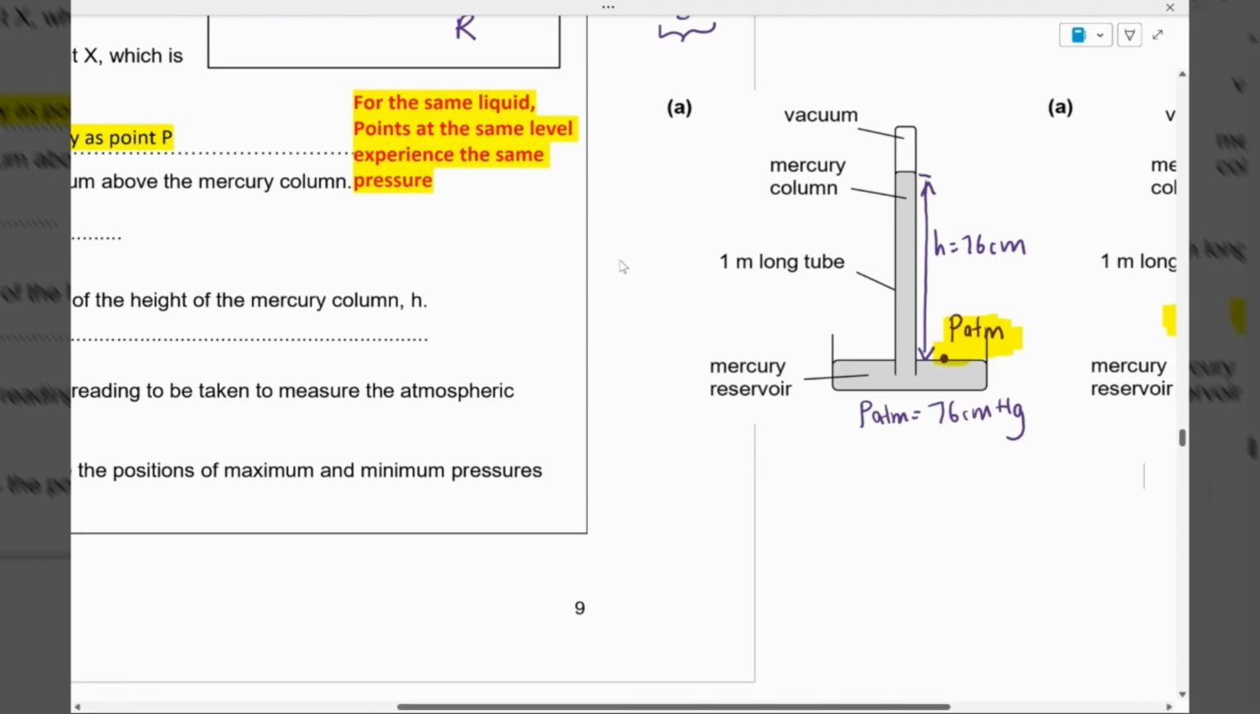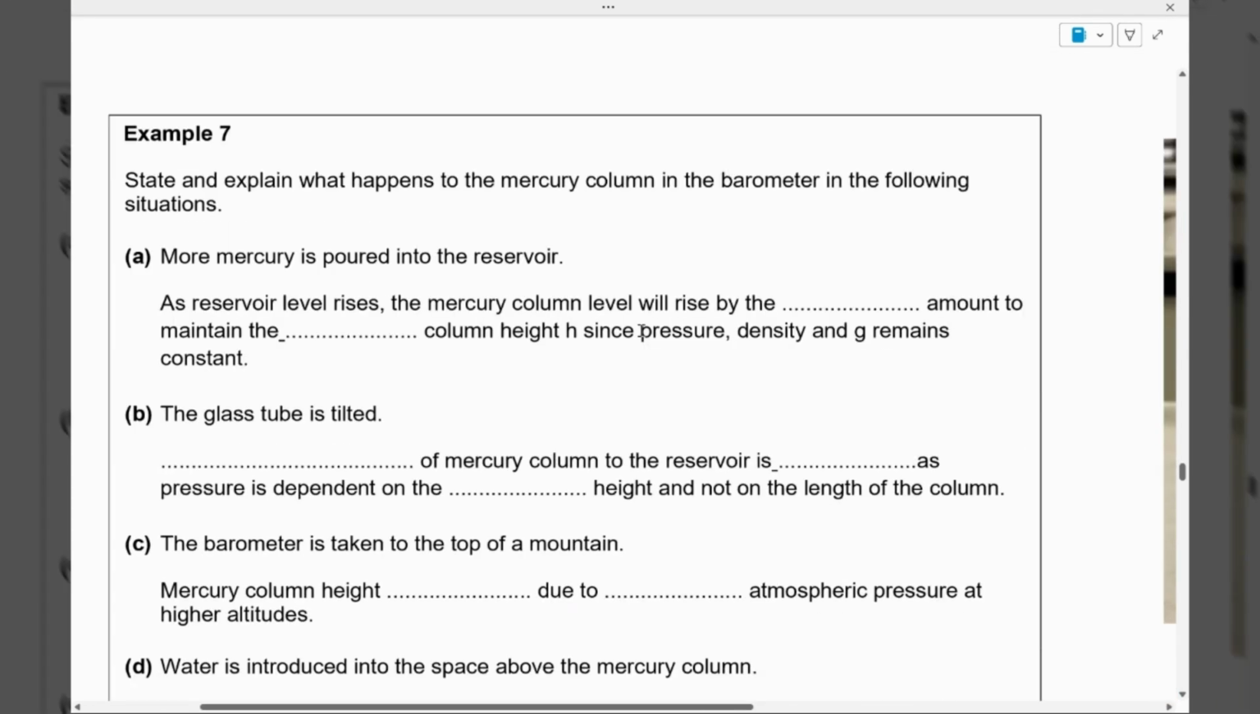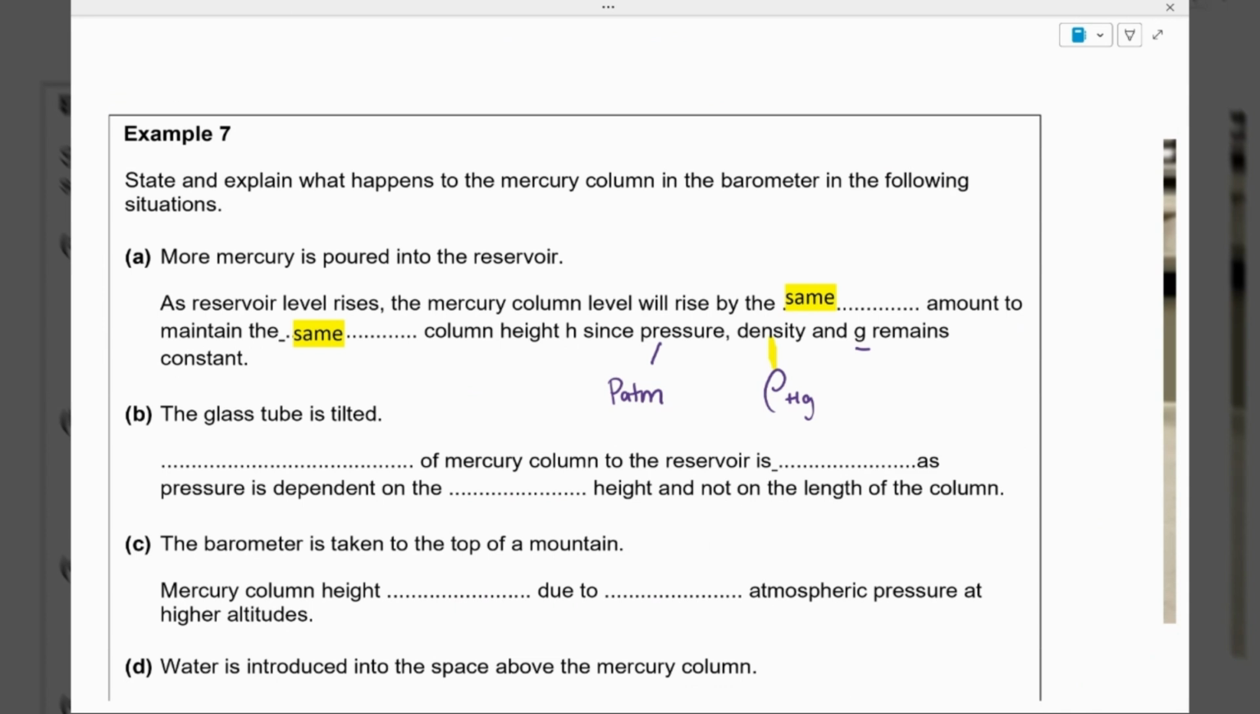Okay, so let's go and fill in the blanks over here. More mercury is poured into the reservoir, so the reservoir level rises. The mercury column will rise by the same amount to maintain the same mercury height in the column. Why so? Because I'm still looking at the same mercury, a constant gravitational field strength, and it is still measuring atmospheric pressure. Okay, B, the glass tube is tilted.